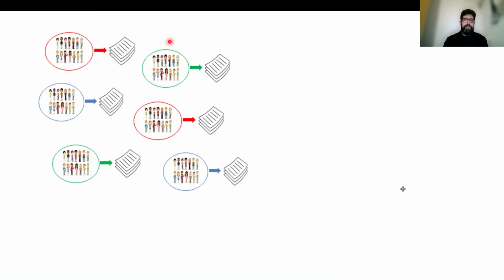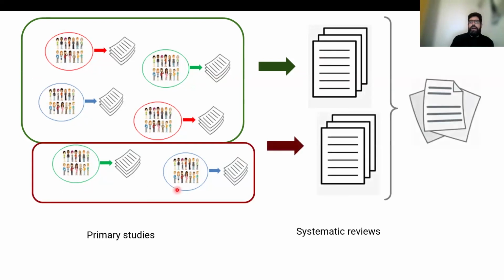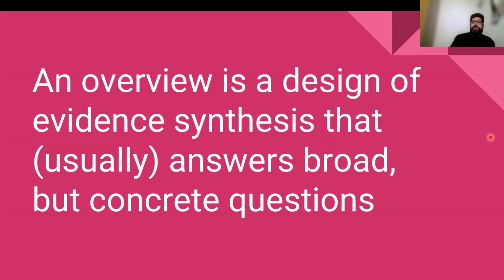So if we have different populations studied by primary studies, for example, this could be 1 RCT, 2 RCTs, 3 RCTs, etc. For example, these 4 trials could be included in one systematic review. These 2 trials could be included in another systematic review. And we can include the 2 systematic reviews in one overview. So in simple words, an overview is a systematic review of systematic reviews. That's a clear definition, it's a simple one, and it's a pretty accurate one. An overview is also a design of evidence synthesis that usually answers broad but very concrete questions.